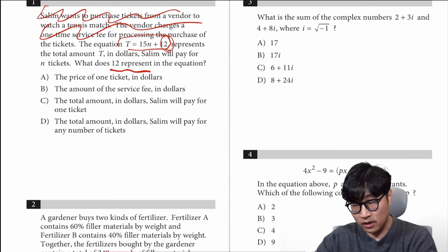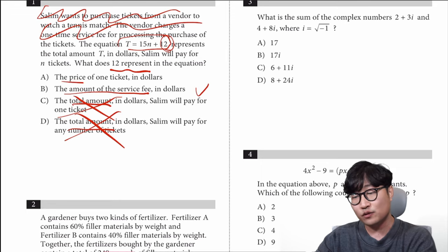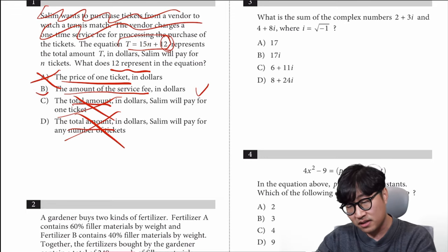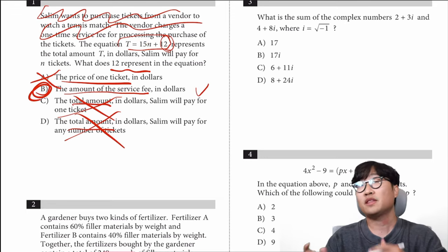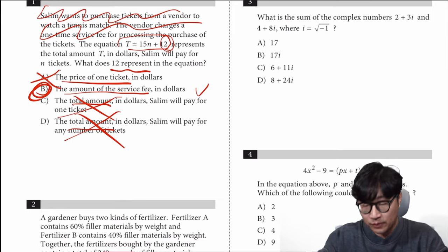Let's start from the bottom. The total amount, the amount of service fee, that sounds like it. The price of one ticket, no. The price of one ticket is $15, as you can see, the number right next to n, right? So it is probably the amount of service fee, something that you have to pay regardless of the number of tickets you're purchasing, right? Here we go, number 2.